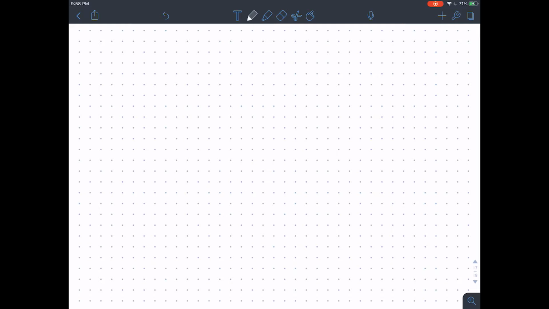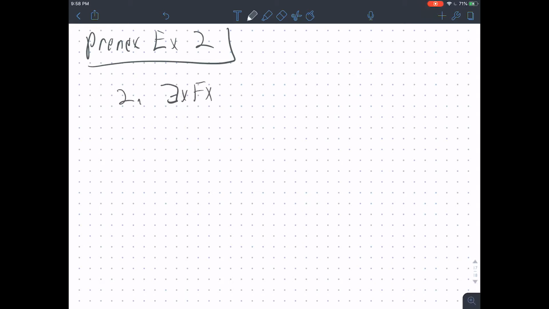Okay, so I'm going to work through one more example. Prenex example 2. So here we can't apply any of our rules yet, so we have to break up this biconditional into two conditionals, which gives us this.